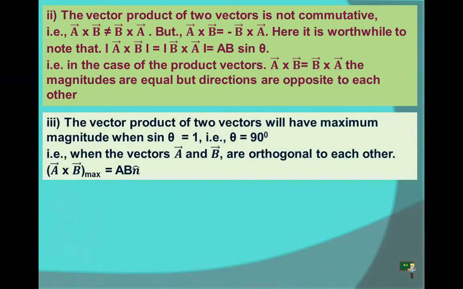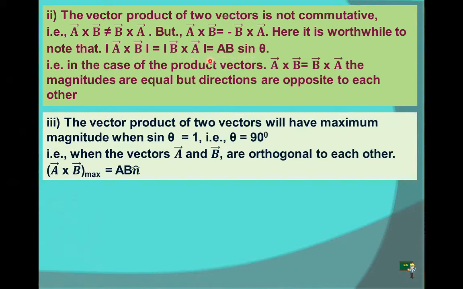Let's see the second point. The vector product of two vectors is not commutative. It's different from the scalar product. That means A vector cross B vector is not equal to B vector cross A vector, but A vector cross B vector is equal to minus B vector cross A vector. Here it's worthwhile to note that the modulus of A vector cross B vector is equal to the modulus of B vector cross A vector, which is equal to AB sin theta.